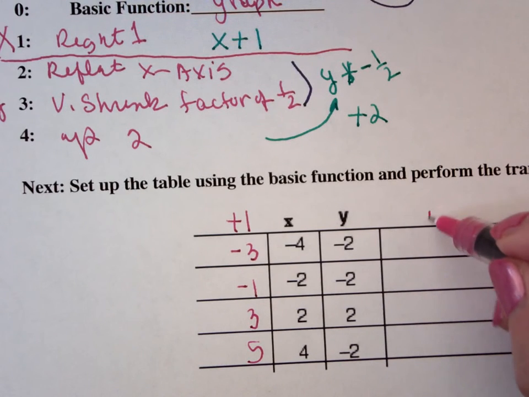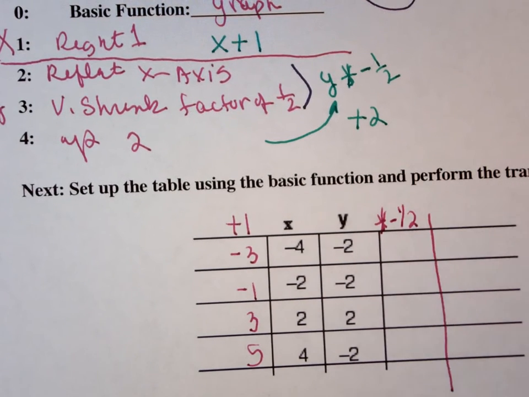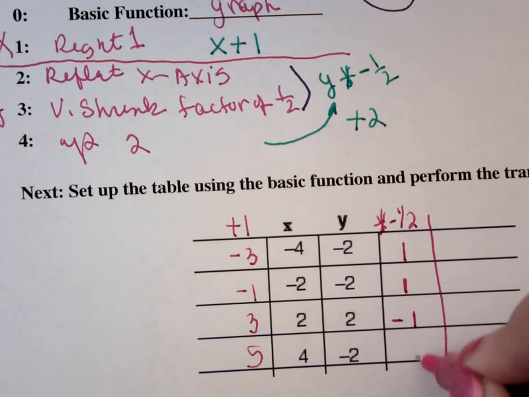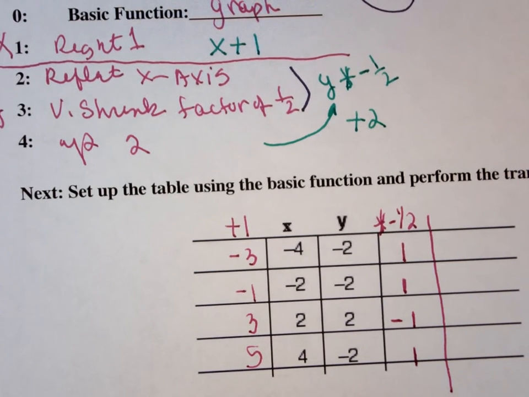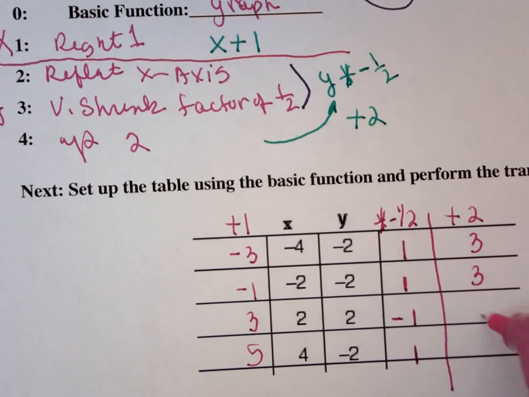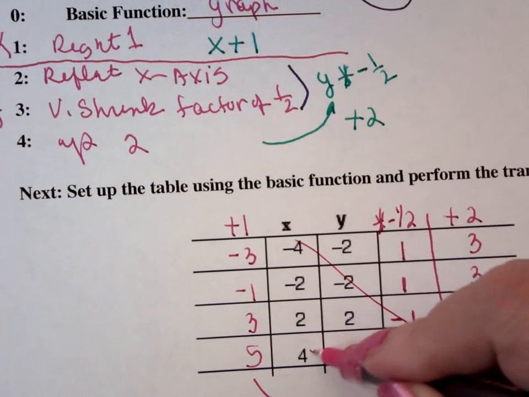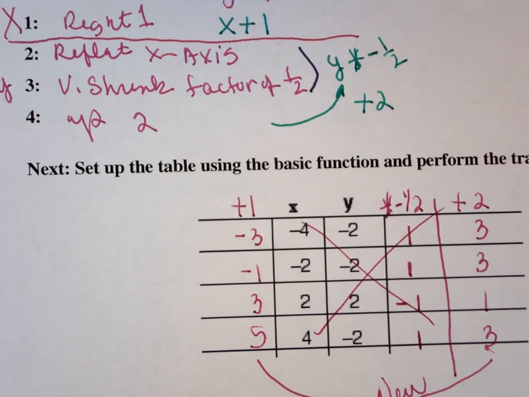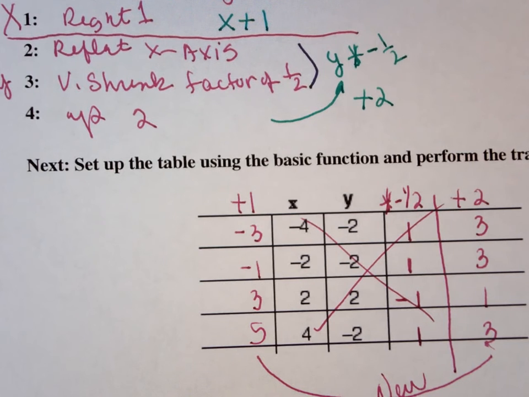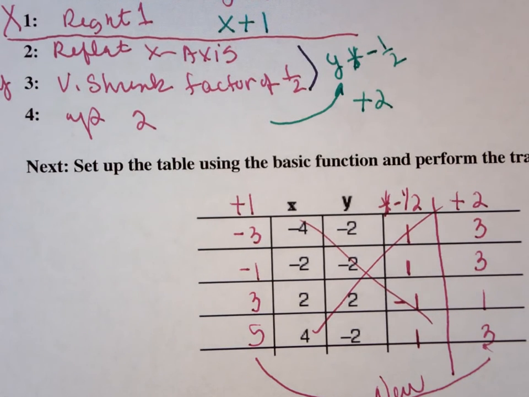And now I'm going to flip and shrink. So I'm going to multiply by minus 1 half. So this is going to be 1, 1, minus 1, 1. And then I'm going to move up 2. So this is 3, 3, 1, 3. And then that's my new graph.